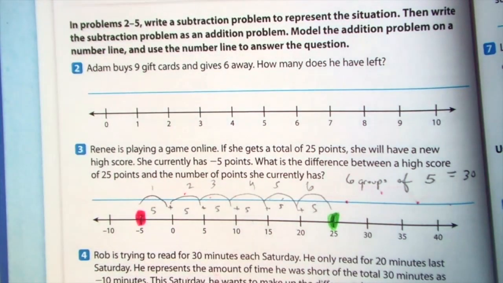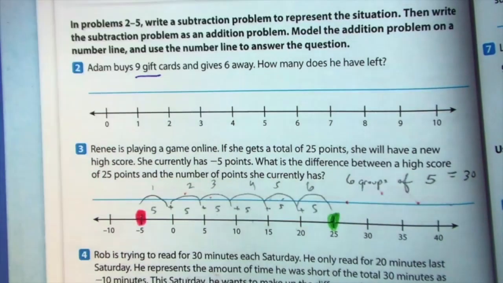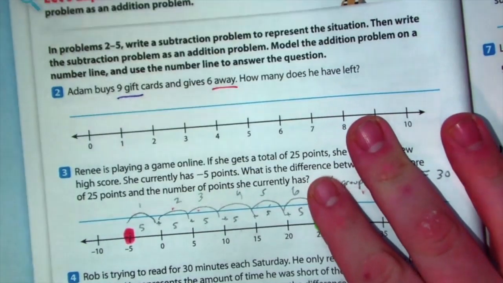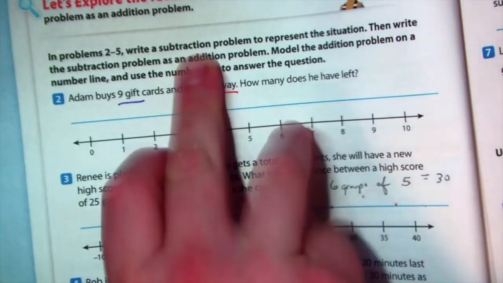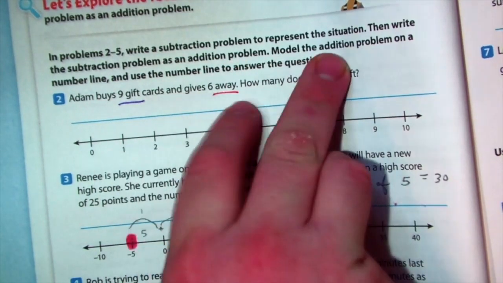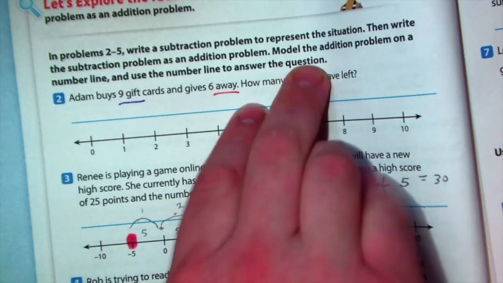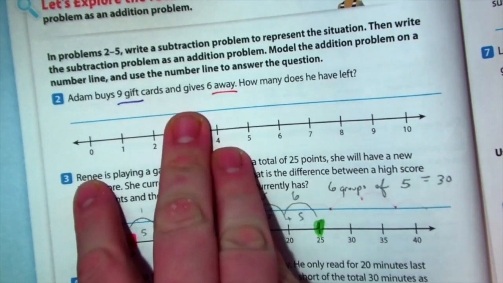So let's look at this first one. This first problem states that Adam buys 9 gift cards. Then he gives away 6 of them because Adam's a good guy. How many does he have left? And what it wants us to do here is write a subtraction problem to represent the situation. Then write a subtraction problem as an addition problem. And then model it on the number line. And use the number line to answer the question.